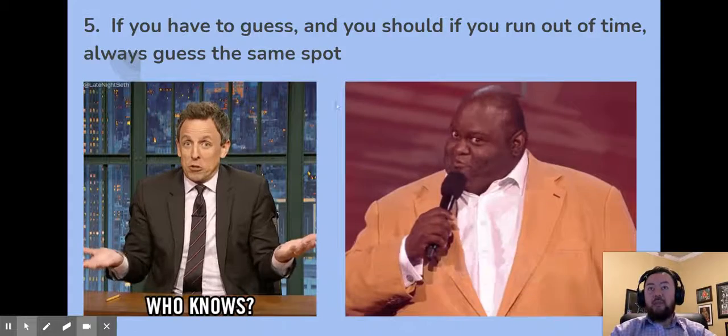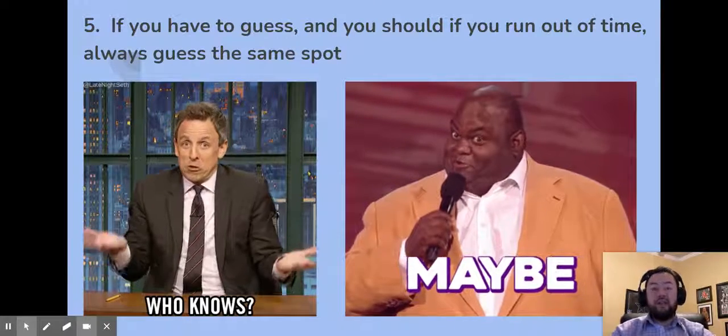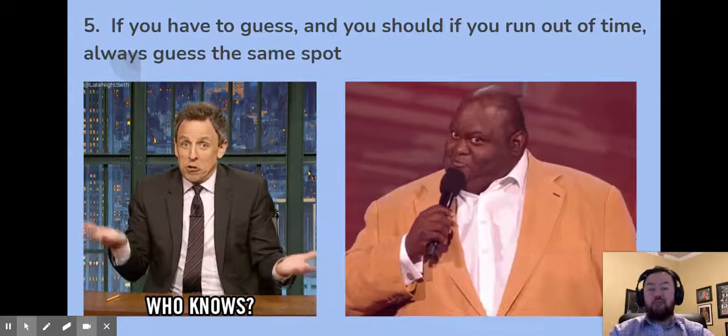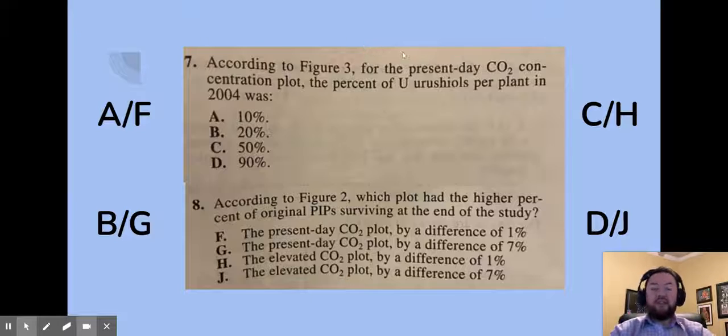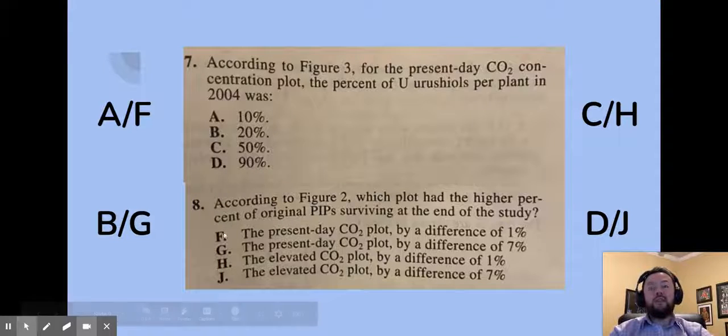And the last one, if you have to guess, and you should guess if you're about to run out of time, is always guess the same spot. Don't hop around. Don't be a bubble hopper. Bubble hopping is the worst. The way the ACT sets this up is that roughly 25% of the answers in any given test should be in the first position. Now, the way that they letter the answer choices is A, B, C, D, and then on the even questions, they go F, G, H, J. So every odd will be A, B, C, D. Every even will be these letters.